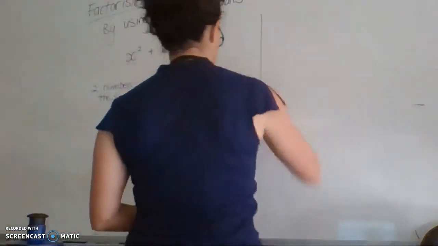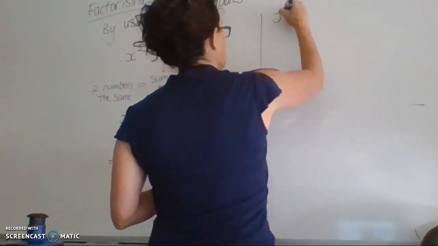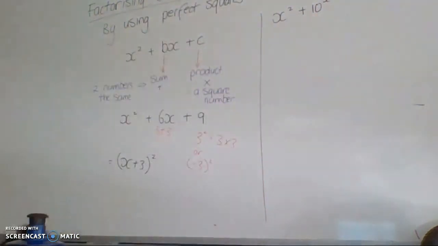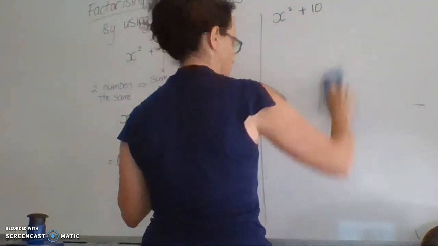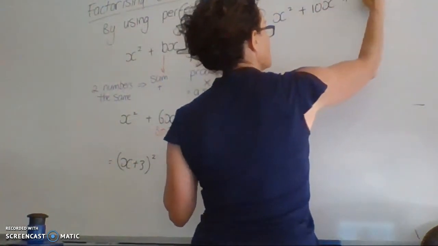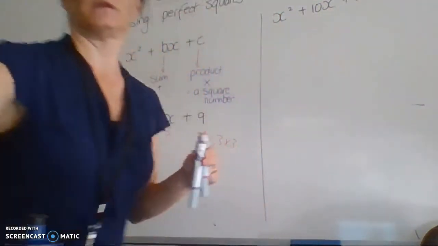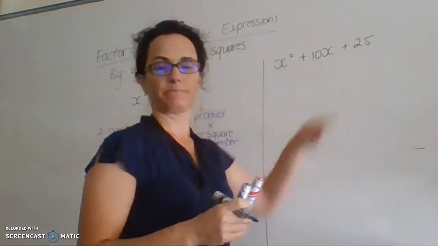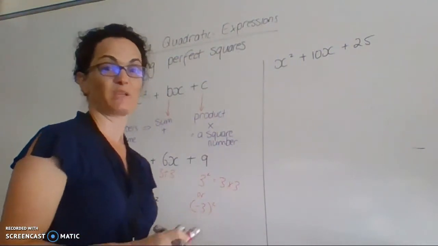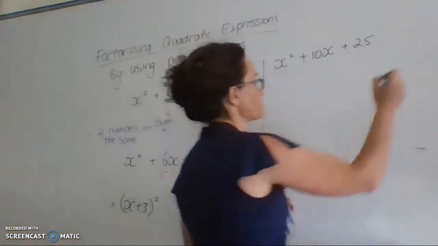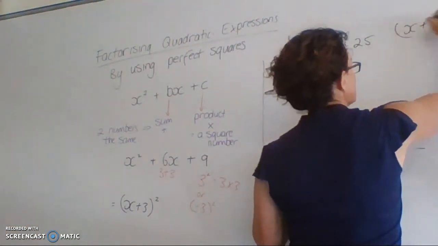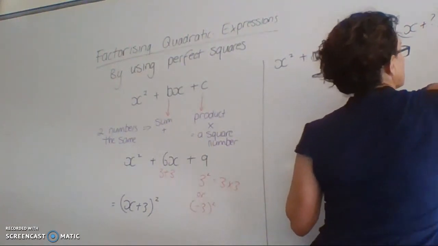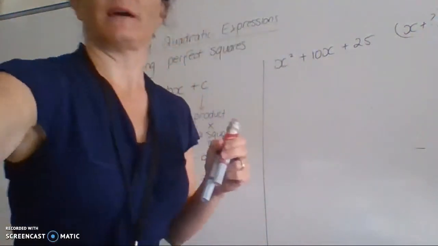So let's think of another one. x squared plus 10x plus 25. Okay, straight away I've recognised that my c value is a square number. So straight away I know that my answer is going to be in the x plus something squared version, or x minus something squared. Okay, it's going to be in that version.